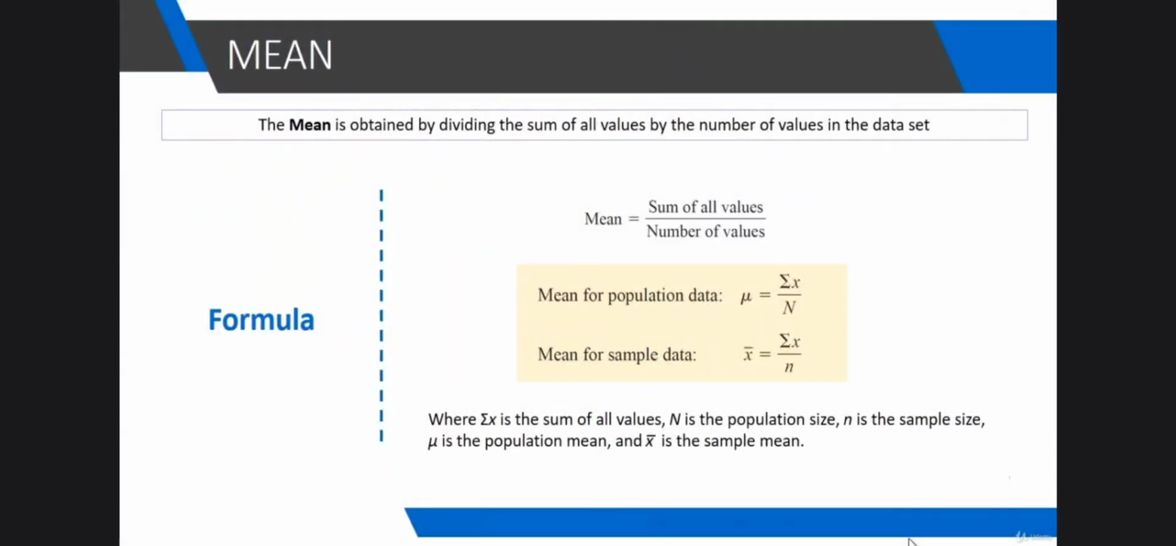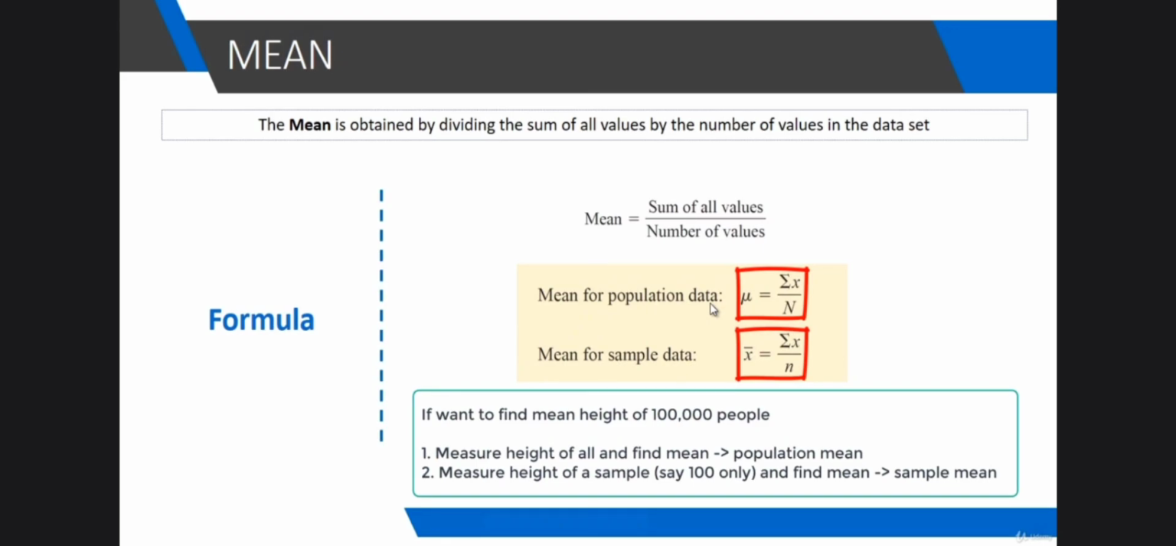First is the mean, also called average. It is obtained by adding all the values and then dividing by the number of values. The definition is pretty simple, but note these two notations. One is population mean and the other is sample mean. If you want to find out the average height of say 100,000 people and you collect the height of 100,000 people and find the average, that is population mean. But if you think that this would be a difficult task and you collect data of only 100 people as a sample and find the average, that average is sample mean.